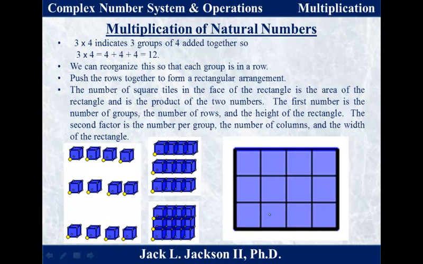Well, that's the concept of area: how many little square tiles will fit in an area. So we can think of this as an area model. 3 times 4 is the area of a rectangle that is 3 tall and 4 wide.